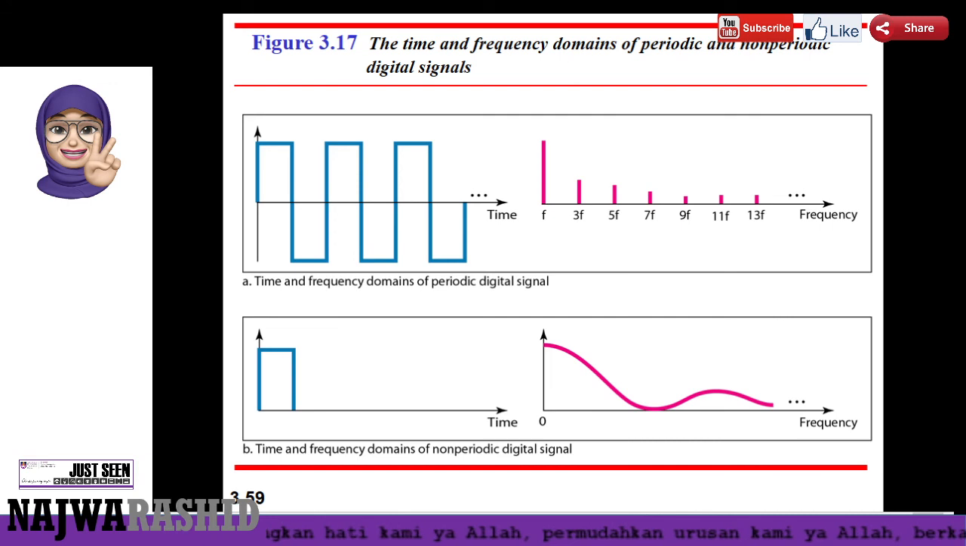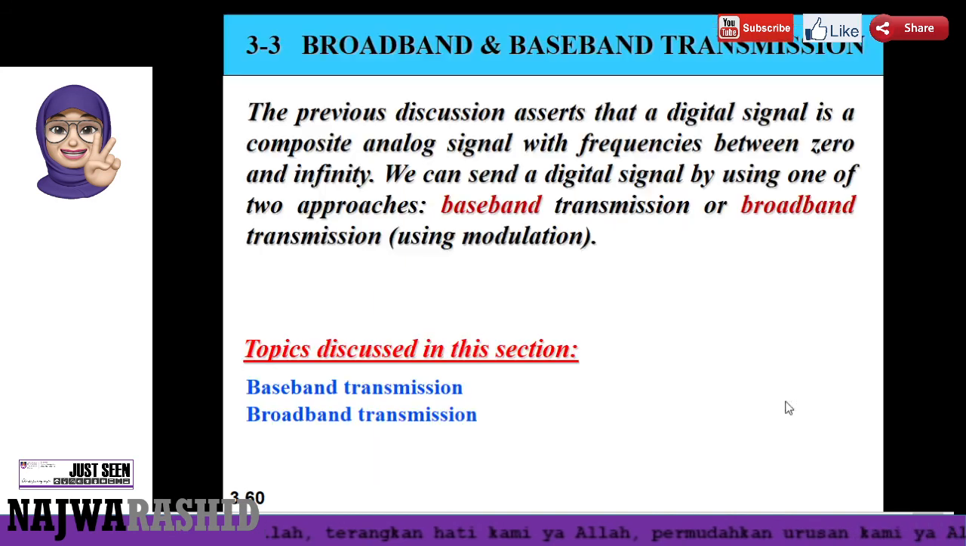The next point: we have a digital signal, first in the time and frequency domain. This one is the time domain and this one is the frequency domain. Next we have the time and frequency domain of a periodic digital signal. This one is periodic, we have a pattern here. When we convert it into the frequency domain, it looks like this. This part is the time and frequency domain of a non-periodic signal. When we convert it into the frequency domain, it looks like this. We have the highest frequency and the lowest frequency.